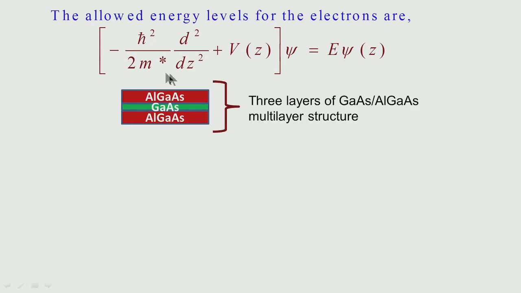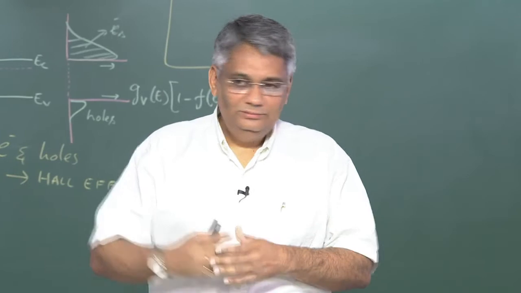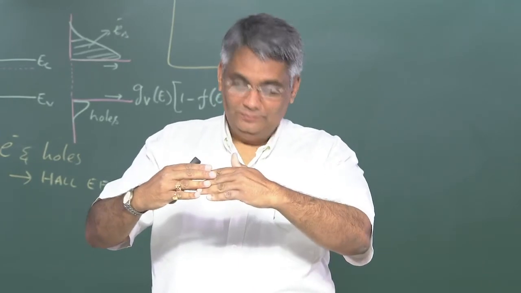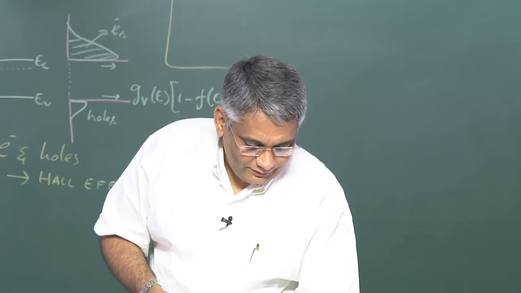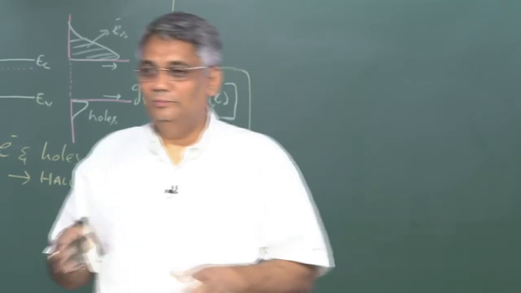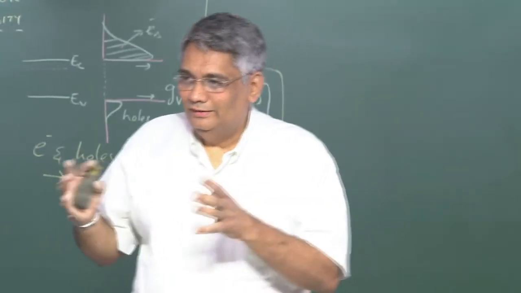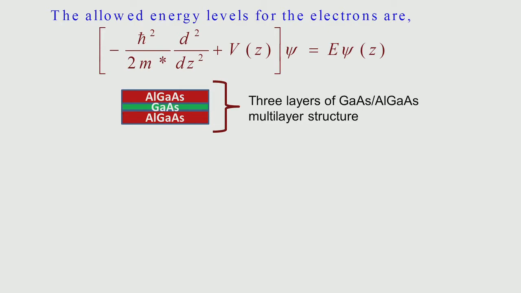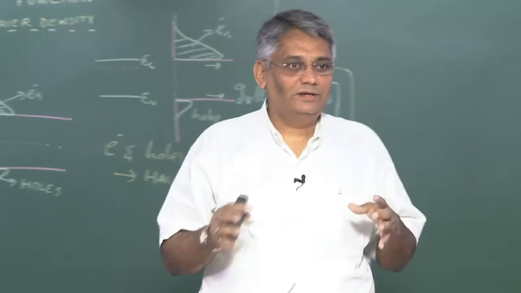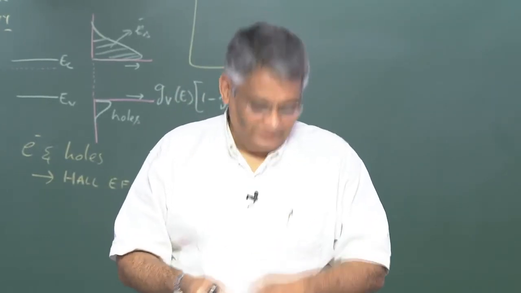So these are three layers, so you can call it a multi-layer system where you have gallium arsenide, which is the sandwich layer, and the layers on the top and bottom are aluminum gallium arsenide. Okay. This represents a typical quantum well structure. So when we say a quantum well structure, it is a two-dimensional quantum well, obviously, right?